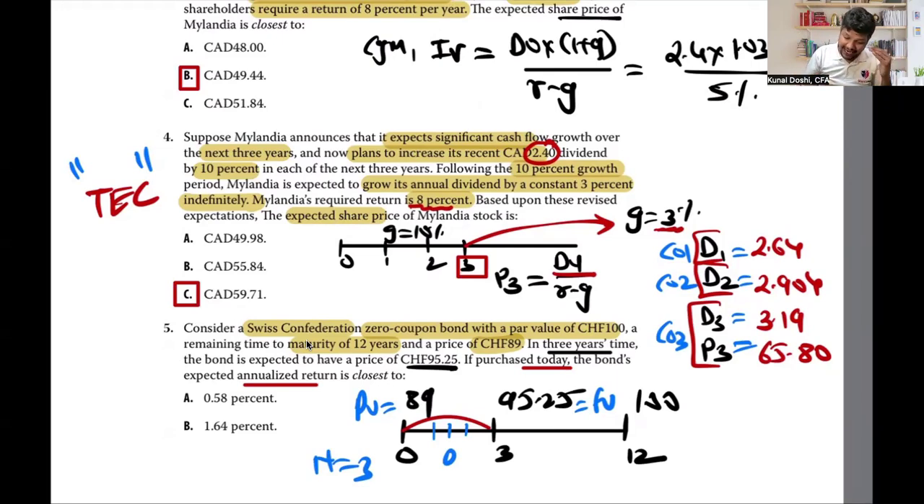So in your calculator, 89 negative should be PV, 0 should be your PMT, 95.25 should be your FV because that's the price at which you exit. 3 is your N, 0 is your PMT. As I said, compute I by Y, you will get an answer. May I get an answer from everyone? I'll wait for your answers.